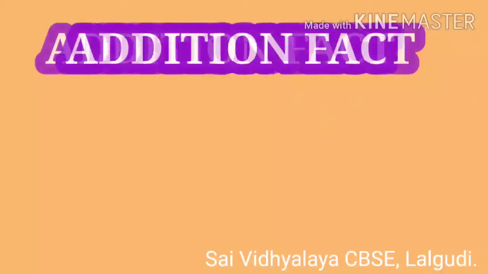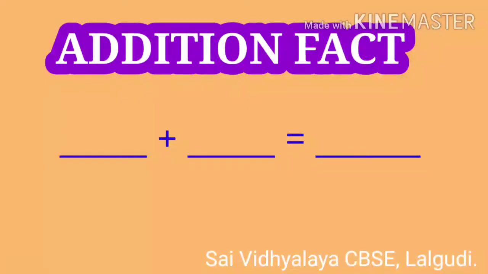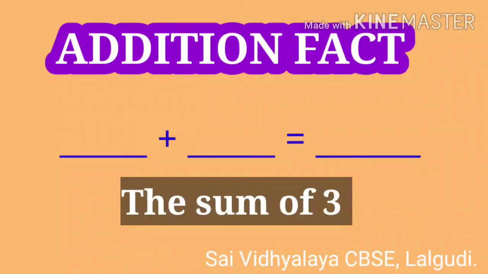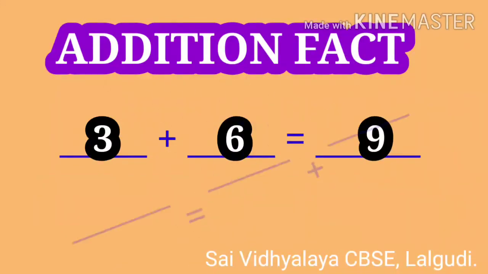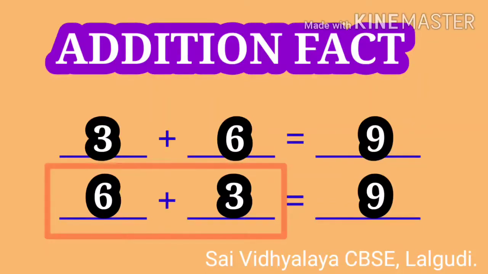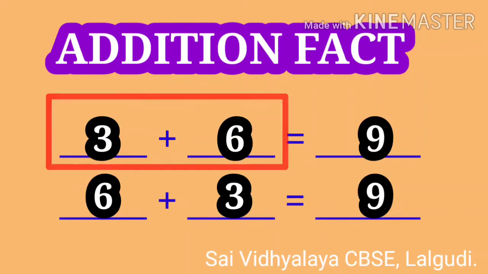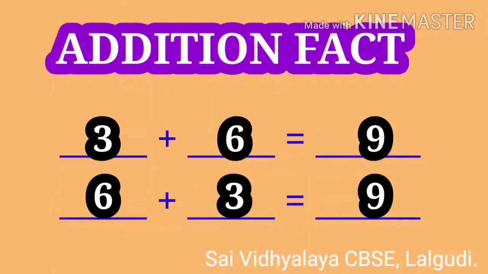In this addition fact, we are going to add horizontally. You know that the sum of 3 and 6 is 9, and if we add 6 to 3, we again get the sum of 9. Whether you have 6 plus 3 or 3 plus 6, the sum will always be the same. This is known as addition fact.